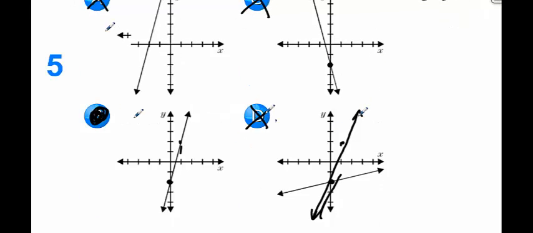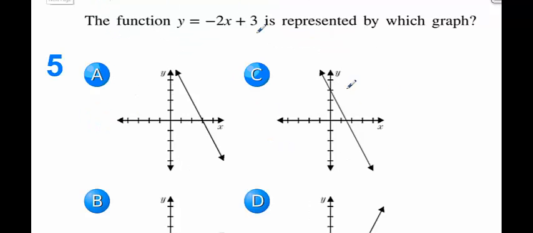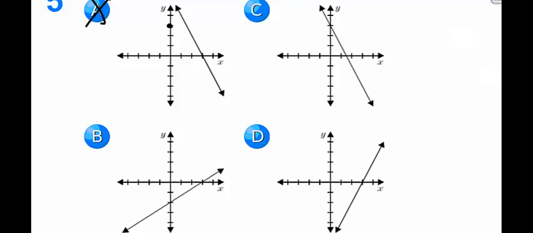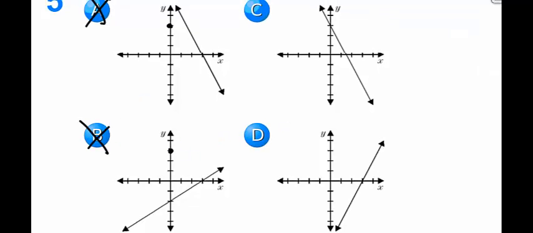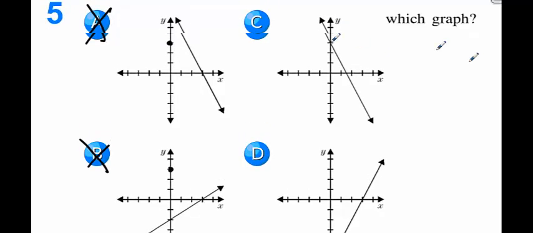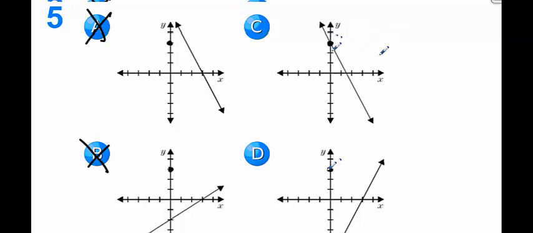Okay, number 5. The function y equals negative 2x plus 3 is represented by which graph? Well, again, let's start with our y-intercept of positive 3. Here's positive 3. It doesn't cross there, so it can't be possible. Let's look at B. Here's positive 3. Doesn't cross there, so that's not possible. C, here's positive 3, so that's possible. D, here's positive 3, and it doesn't cross, so not possible. So again, without using slope, I get the answer of C.